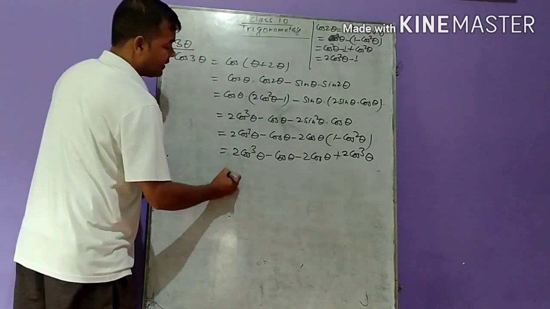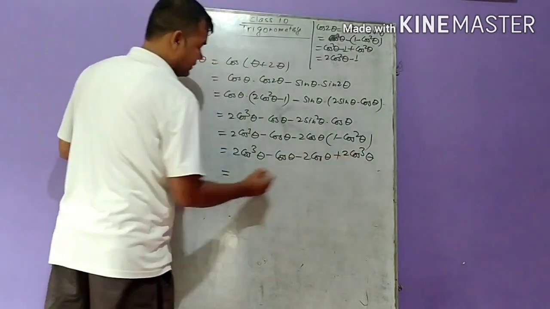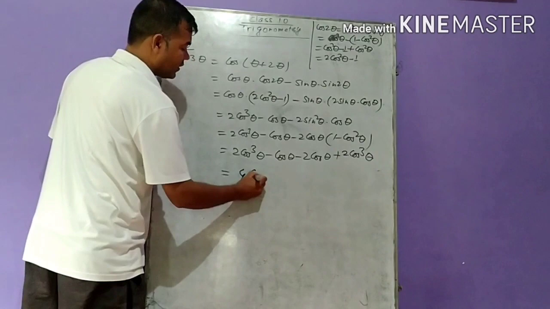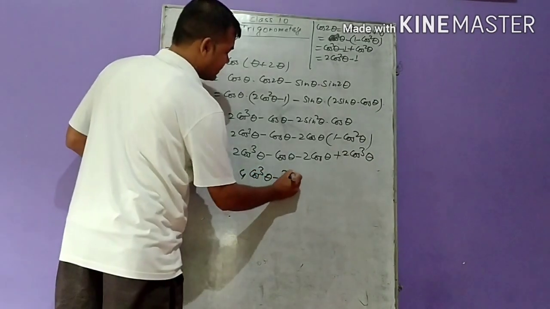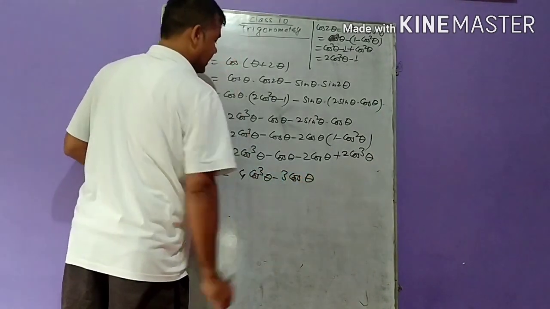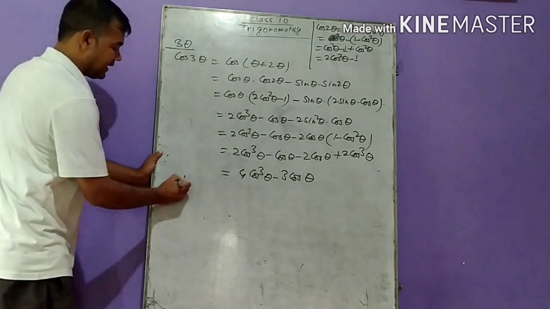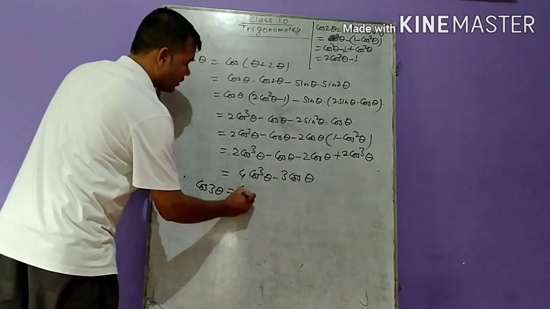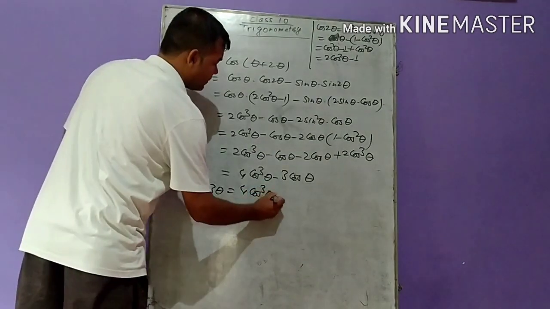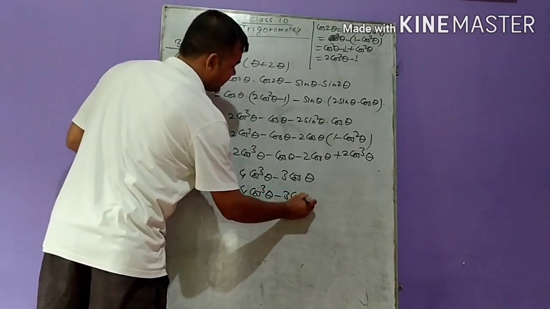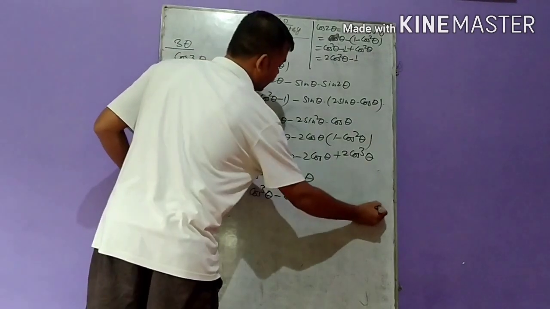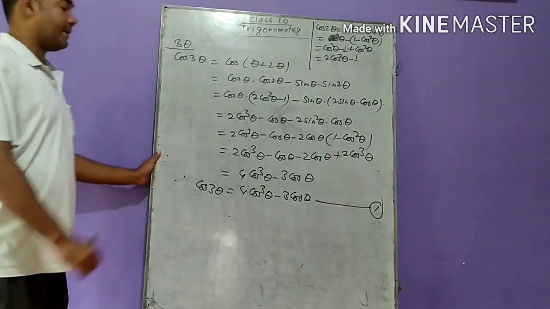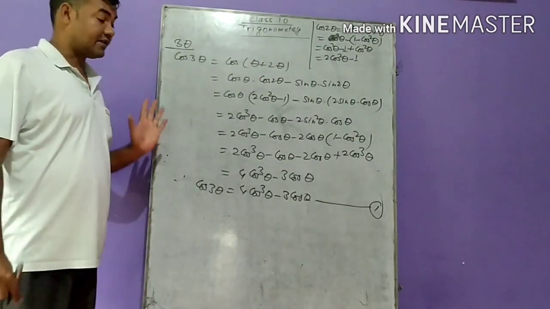So what we can write here, 2 cos cube theta plus 2 cos cube theta means 4 cos cube theta minus 3 cos theta. So therefore, students, we can write cos 3 theta means 4 cos cube theta minus 3 cos theta. This is true for every value of theta. So you need to remember this relation.